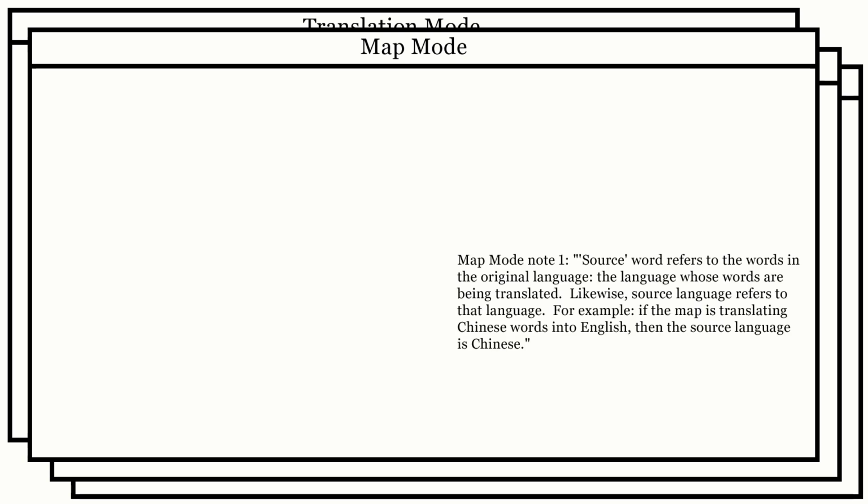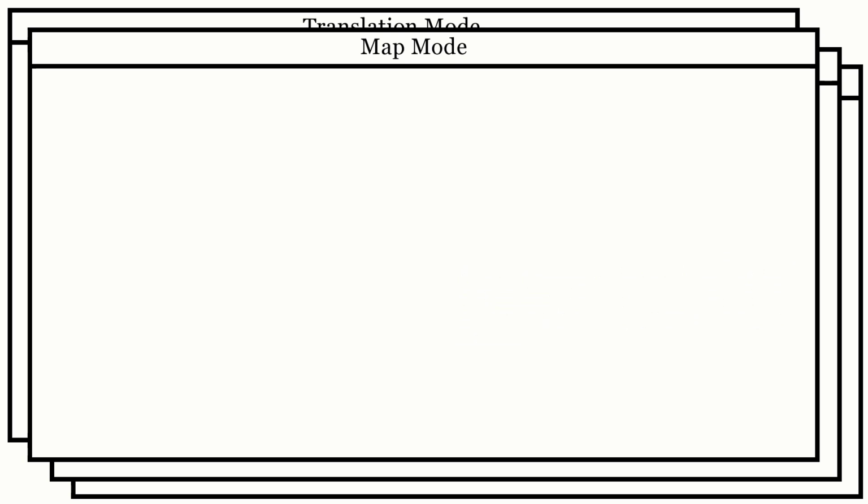Map mode, note 1. Source word refers to words in the original language, the language whose words are being translated. Likewise, source language refers to that language. For example, if the map is translating Chinese words into English, then the source language is Chinese. Yeah, a lot of these checklist sections have items that are copy-pasted from other sections or just modified slightly. Let's continue using examples of translating Chinese into English, but there will be other language examples soon as we make sure the program is ready for other pairs of languages.